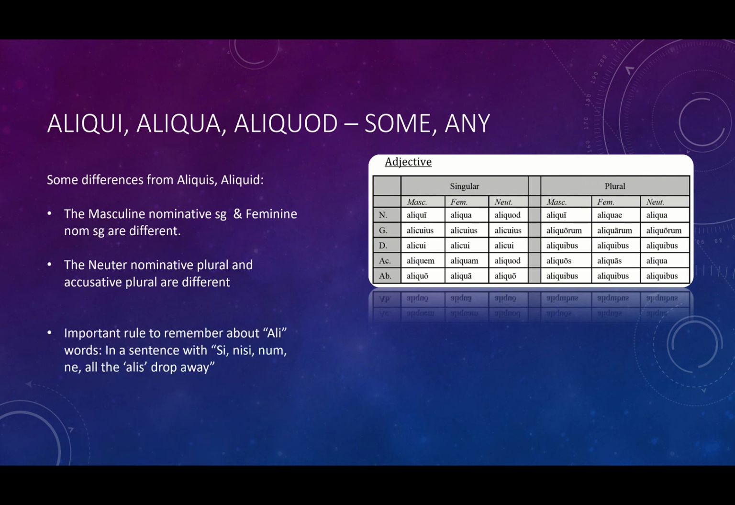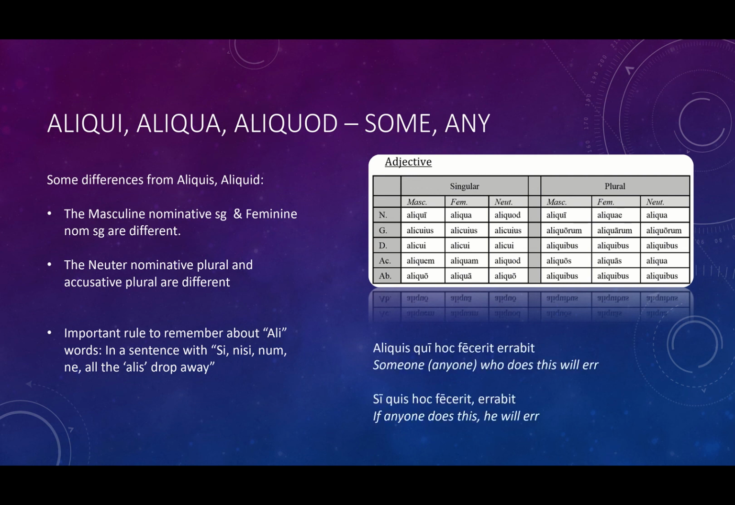One important thing you need to know about this word, or these words. If a sentence or a clause starts with si, nisi, num, or ne, then the ali prefix completely drops away. It's not there anymore. It'll still mean some or any or someone, but it just isn't written. That's just a funny little rule that you have to know for Latin. On to some examples. We've got aliquis qui hoc fecerit errabit. Someone or anyone who does this will err, will make a mistake, will be wrong, right?